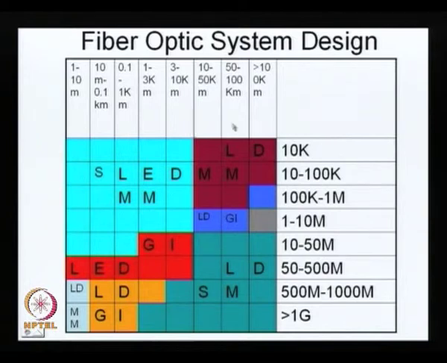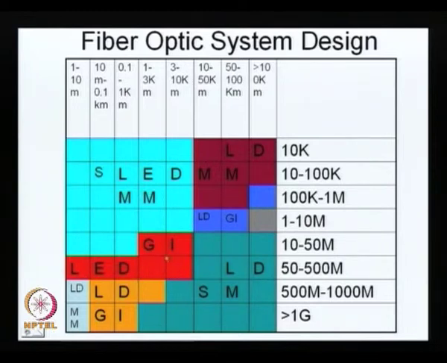When the distance becomes large, even for low data rates, you require large power, and then you have to go to the source, which is LD, laser diode. Though dispersion may not be very significant, so we can still use multimode fiber, but the source has to be laser diode because the power requirement is large.